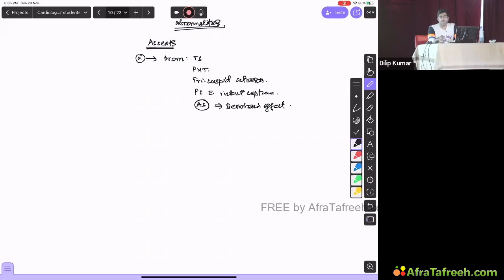But why it produces prominent A wave is because aortic stenosis is a condition that produces LVH, and the left ventricle includes the septum also, right? And in severe AS, the LV along with the septum might become very, very thick. So that might compromise the right ventricular cavity.